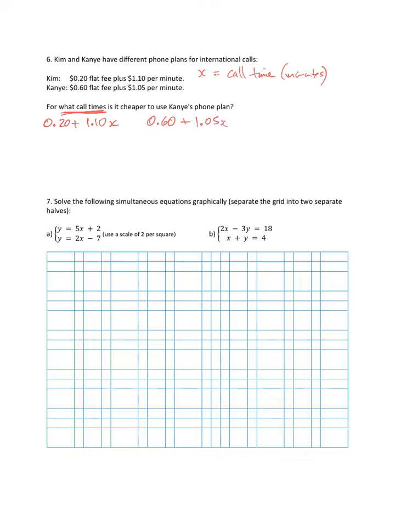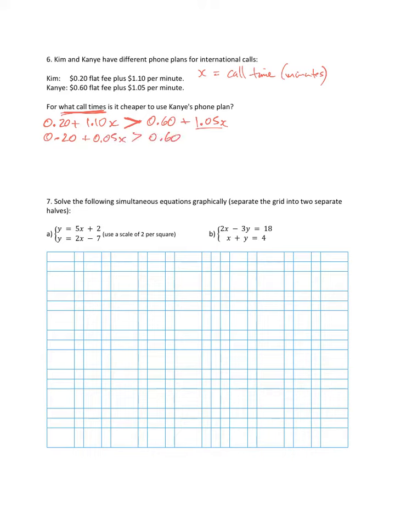For what call times is it cheaper to use Kanye's phone plan? So the right-hand side is Kanye's, and I want it to be smaller, so I'm going to have the closed end of the inequality pointing at Kanye's. Alright, so I want to collect my x's all on the same side. So I'm going to get rid of the positive 1.05x by taking 1.05x. So on the left-hand side I'm going to have 0.05x. It's greater than 0.60.